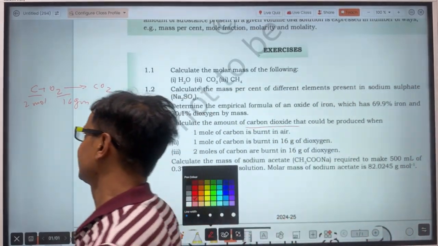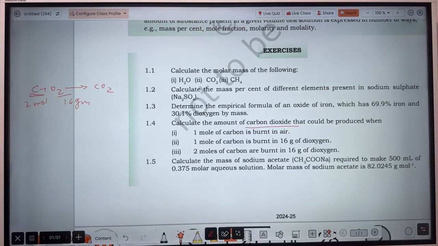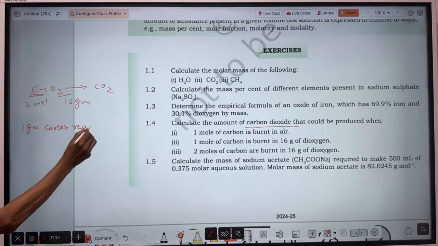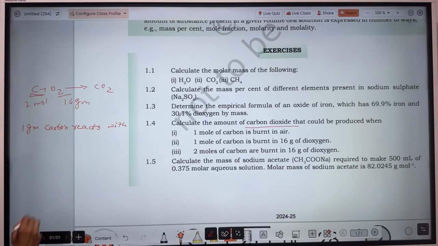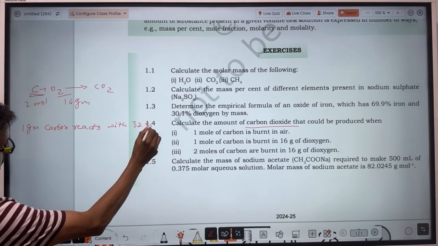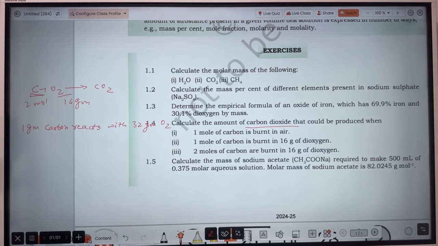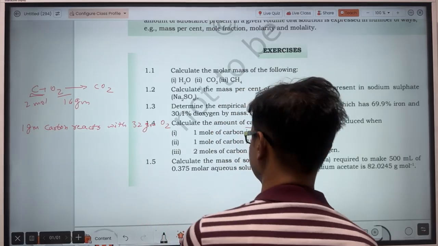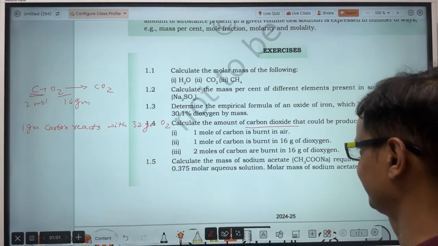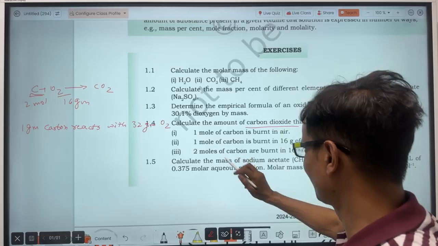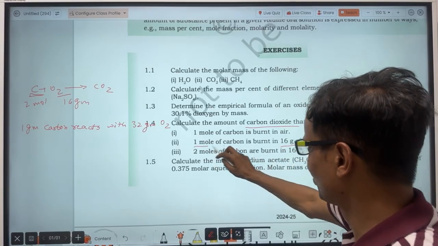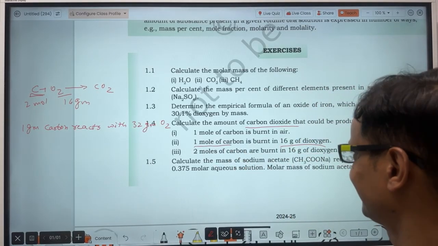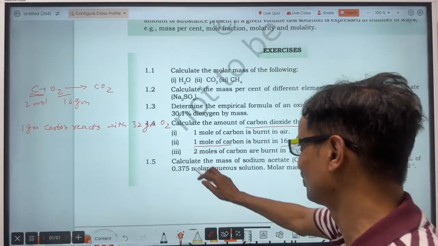So let's see here. According to the question, 1 mole of carbon reacts with how much oxygen? 32 gram of oxygen. Same here, oxygen will be the limiting reagent. When 1 mole has not reacted completely, then how will the 2 mole react?